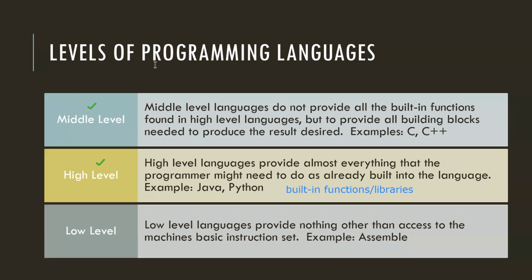The other is the last one, which is low-level languages. They, however, provide nothing other than access to the machine's basic instruction set. An example is, there's a typo here, that is not assemble, but assembly language. Do you know, just with use of assembly language, it can actually make a motorcycle run. So nakakapagpatakbo yan ng motorsiklo. That's the assembly language or a low-level language.